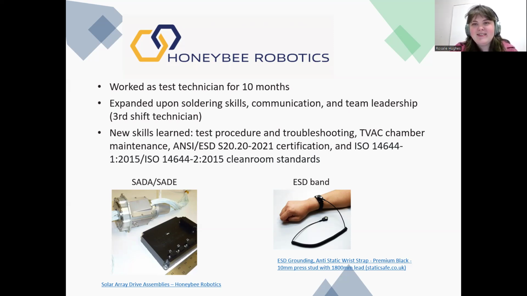And the other picture on the left, the black box, is the SADE, which is a solar array drive electronic. And that's just the brain that powers the motor. And that's the silver thing. So that's a solar array drive assembly, or a SADA. So my job as a test technician is I became actually certified to test these things.